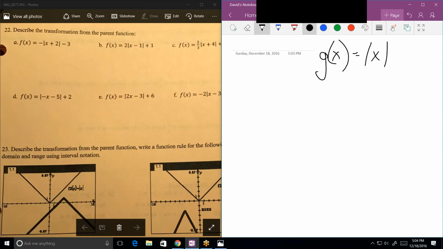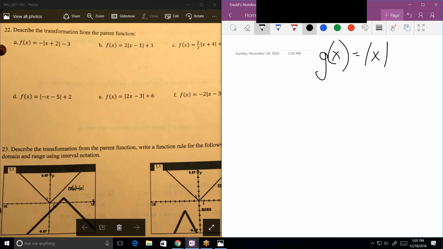Absolute value of x. How would you know? Because I'm looking at absolute value signs. That will tell you it's the absolute value of x. If you see absolute value signs, then almost always that's going to be the parent function, pretty much 100% of the time, certainly at your level of algebra.